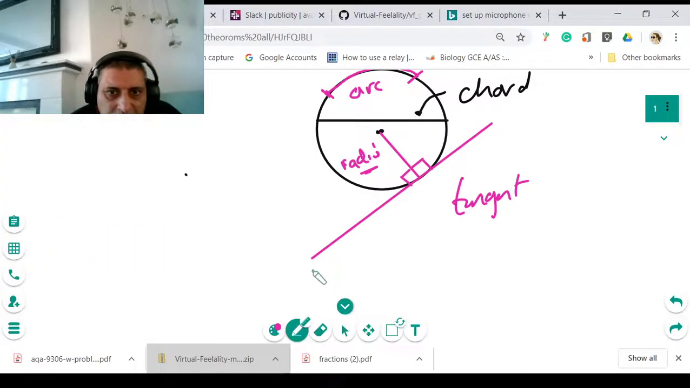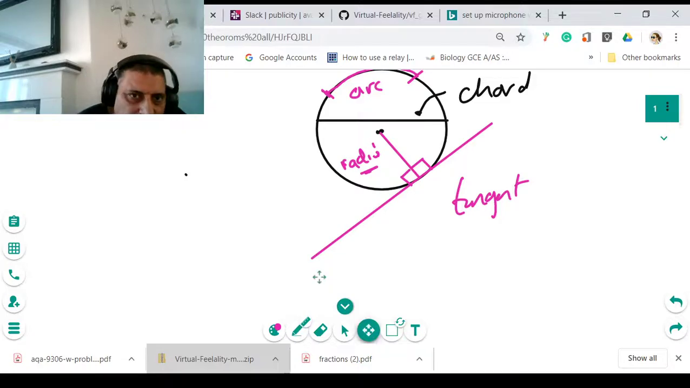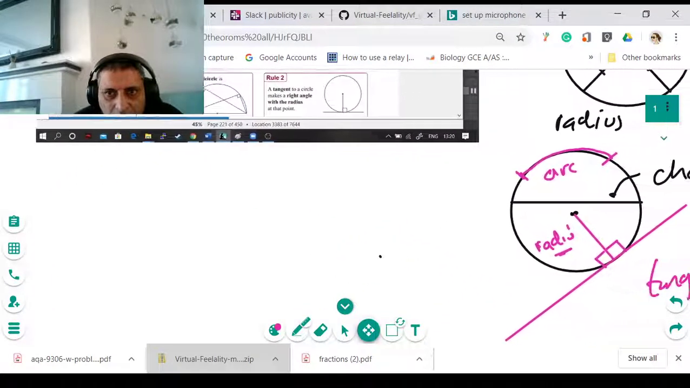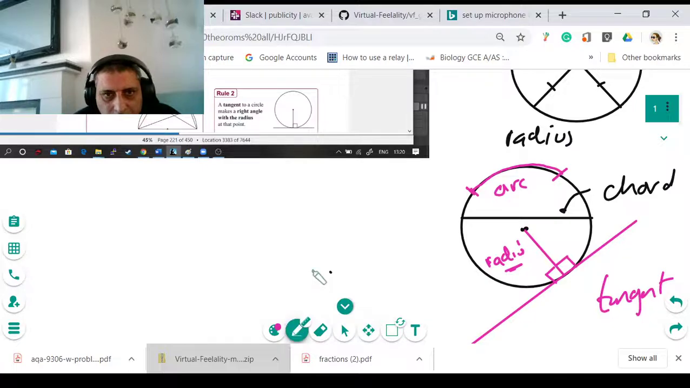All right. So a little bit of recapping terminology, a little bit of circle theorem. Oh look, I have just drawn this circle theorem in dull black.